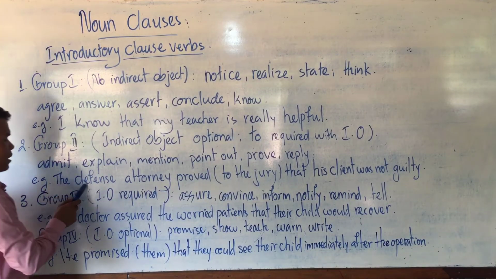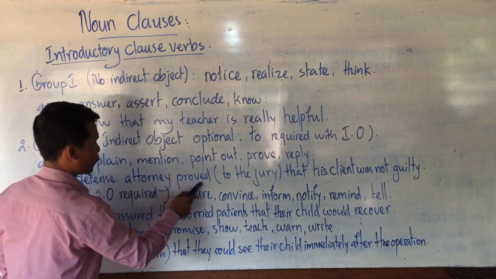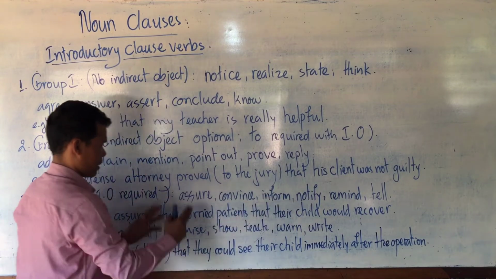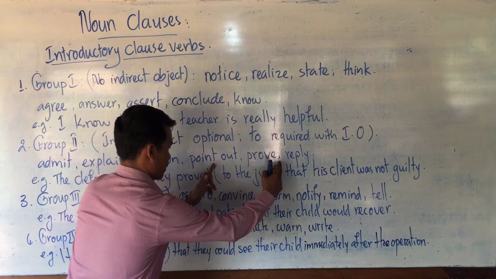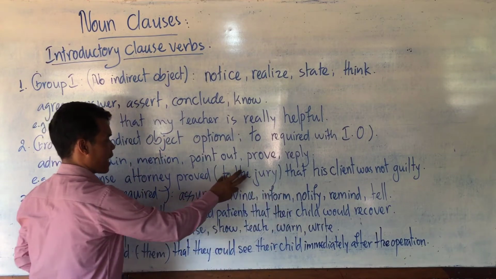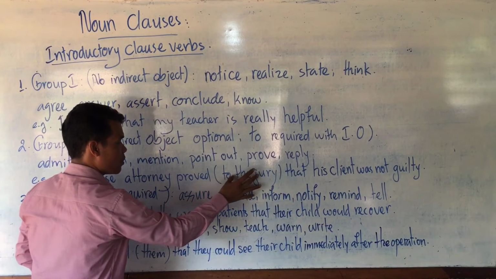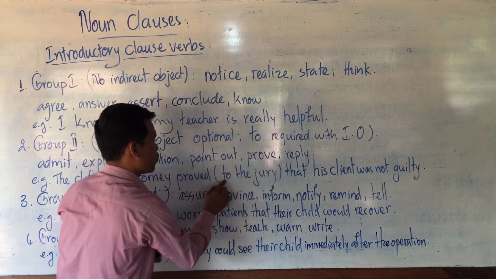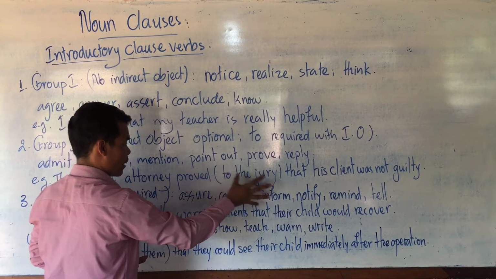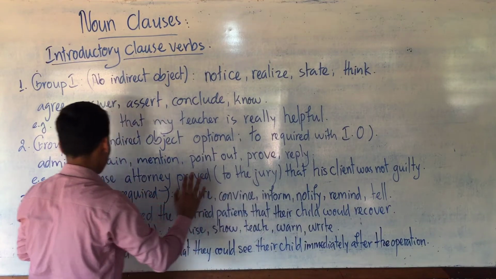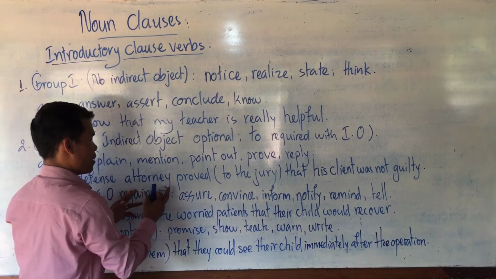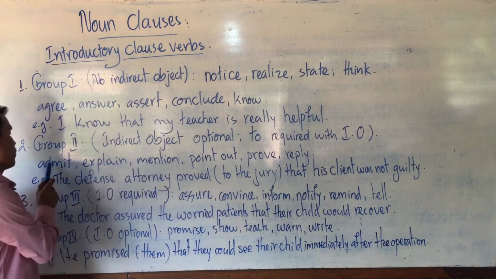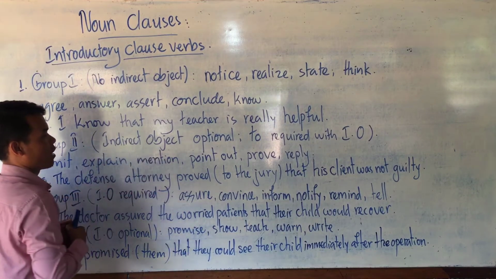For example, the defense attorney Anthony proved (to the jury) that his client was not guilty. Here, to the jury in brackets means that it is optional. So if you want to retain the indirect object, that's okay, but you have to use to. If you don't want to use the indirect object, you can delete it. You only write the defense attorney Anthony proved that his client was not guilty. Group number 2 is like this. It means that the indirect object is optional.